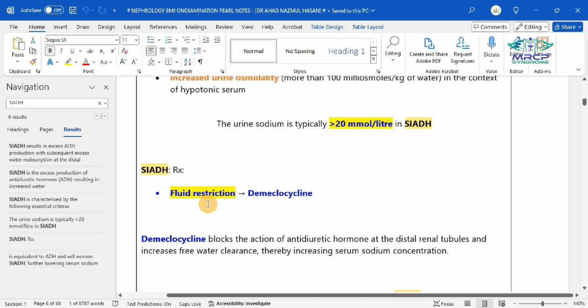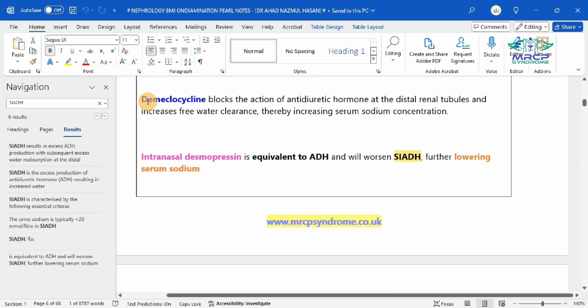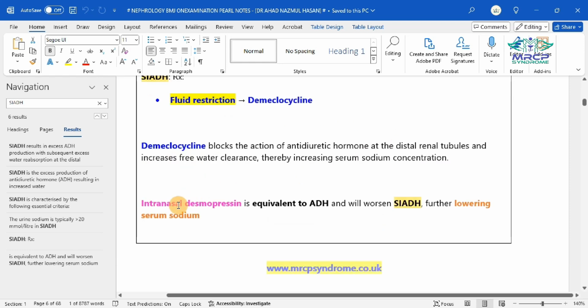So fluid restriction is the first line. Second line is demeclocycline. Demeclocycline blocks the action of antidiuretic hormone at the distal renal tubules, increases free water clearance, thereby increasing the serum sodium concentration. And always remember, intranasal desmopressin or desmopressin is contraindicated in a patient with SIADH.